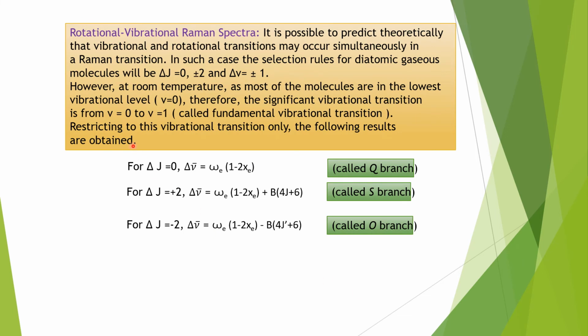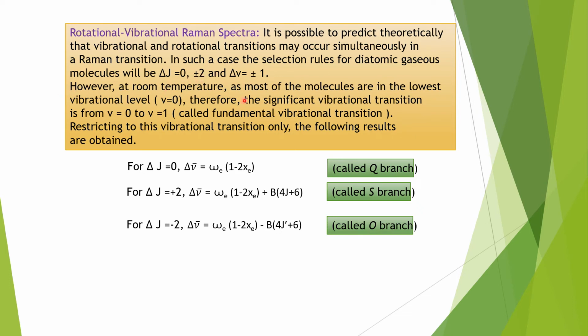Now let us discuss the second case, that is the rotational-vibrational Raman spectrum. It is possible to predict theoretically that vibrational and rotational transitions may occur simultaneously in a Raman transition. In such a case, the selection rules for diatomic gaseous molecules will be ΔJ is equal to 0, plus minus 2, and for vibrational Raman spectra, ΔV is equal to plus minus 1.